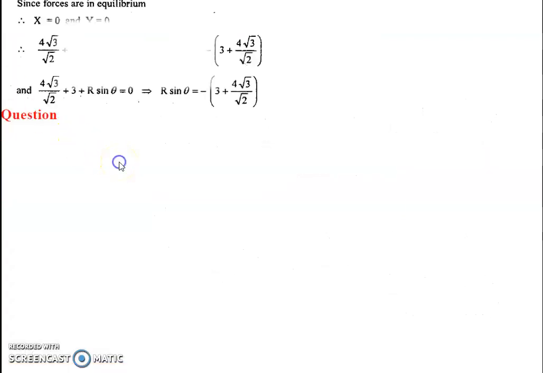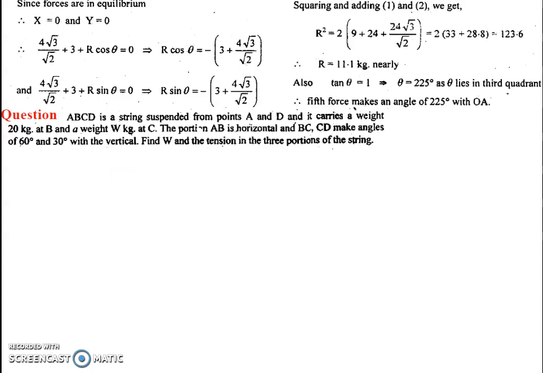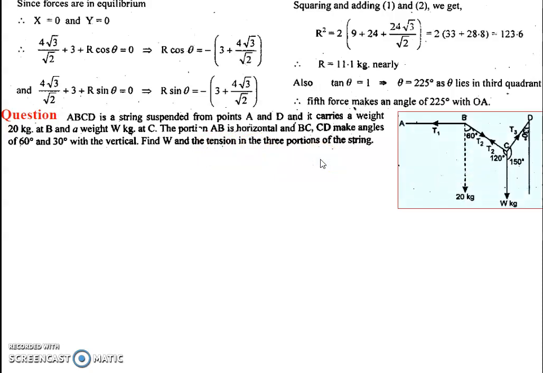Students, once again we are discussing the same question which we left last time. Here ABCD is a string suspended from points A and D, and it carries a weight of 20 kg at B and a weight W kg at C. The portion AB is horizontal, and BC and CD make angles of 60 degrees and 30 degrees with the vertical. Find W and the tension in the portions of the string.